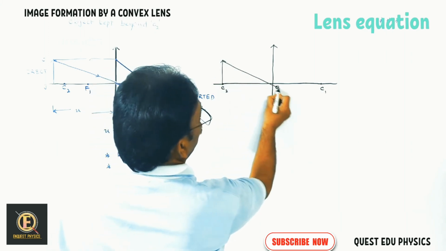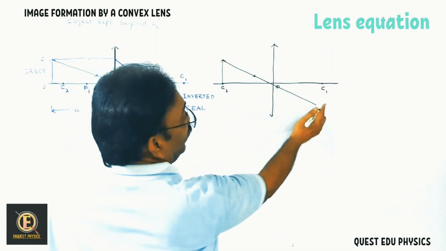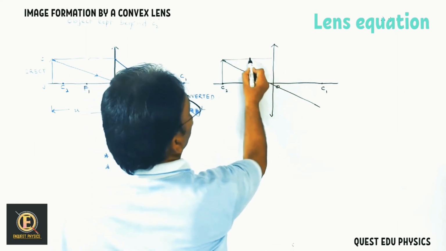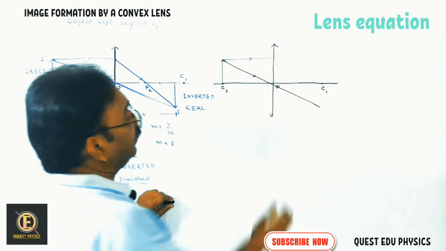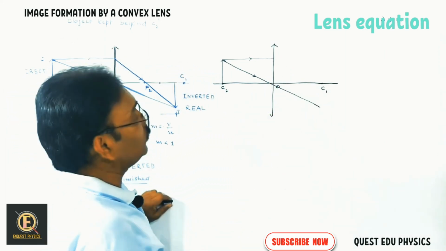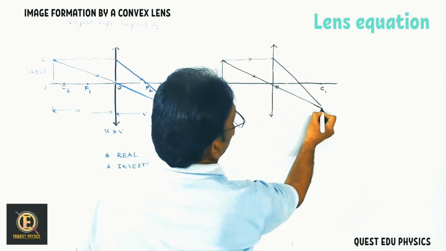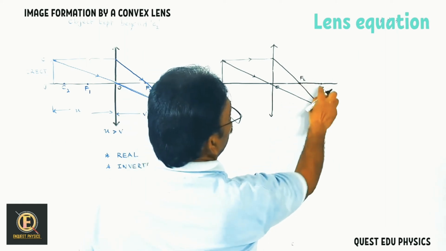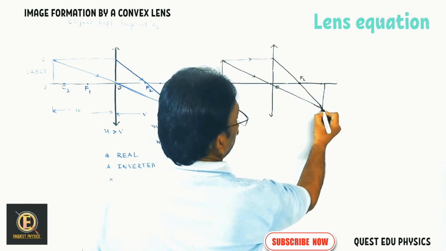From the head of the object, we have to take one ray. It has to move without any deviation. It passes in this way. And another ray you have to take, it is parallel to the principal axis. Then after this ray gets refracted, that means it changes its path and passes through the focus. We named it F2. Maybe in your textbook you will find it as F1. Nothing to worry, it is just a sign convention.